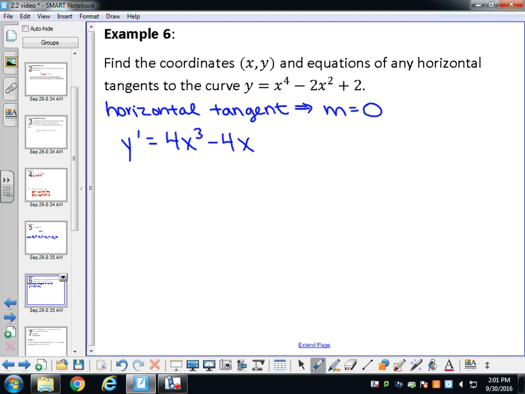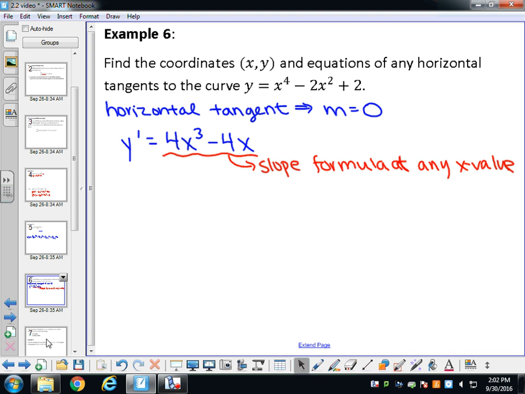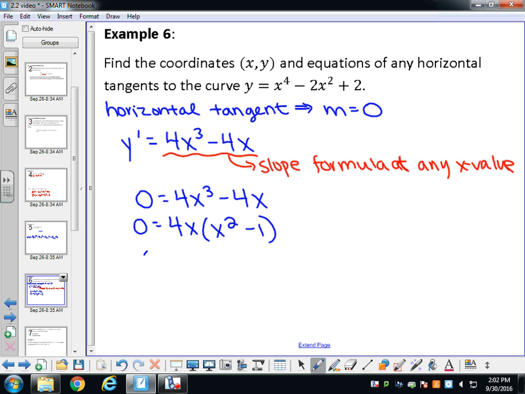Now in order for me to see where the horizontal tangents are, I want to see when I have a slope of 0. So remember, this is my slope formula at any x value. All right? So this time I'm giving you what I want my slope to equal. I need to find those appropriate x's. So I'm going to say that I want my derivative to equal 0, and I want to figure out when that's going to happen. So what I can do is pull out a 4x. Then I can keep factoring.